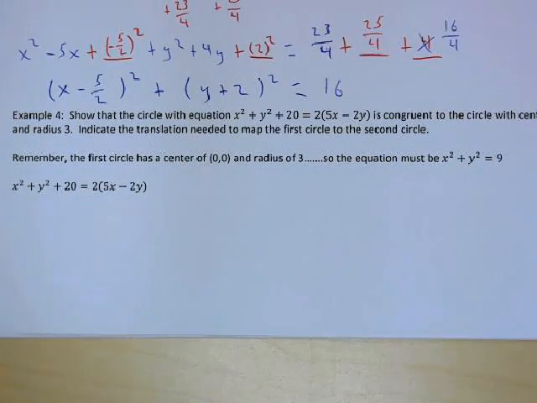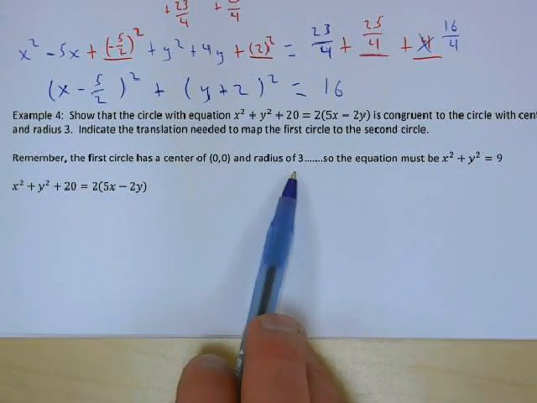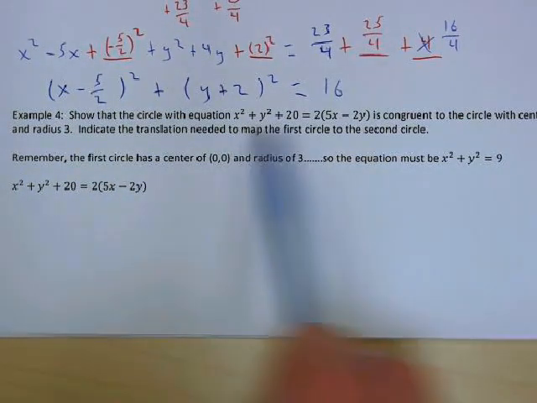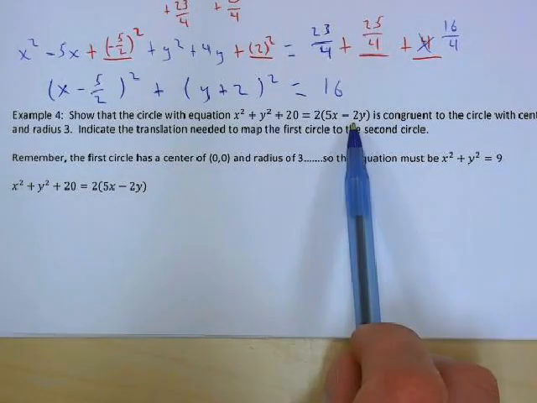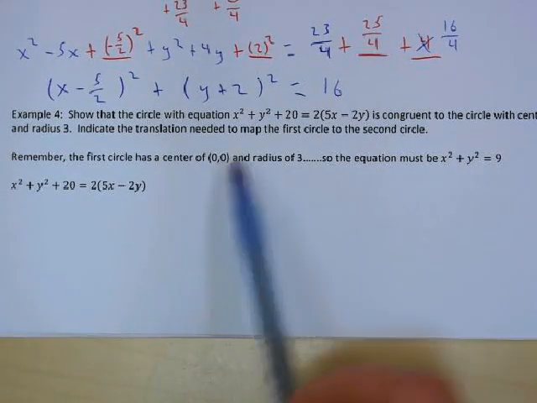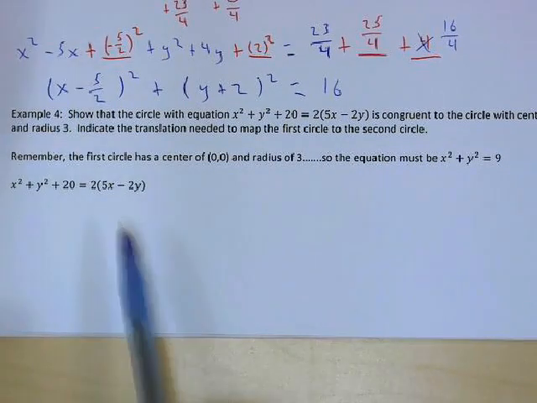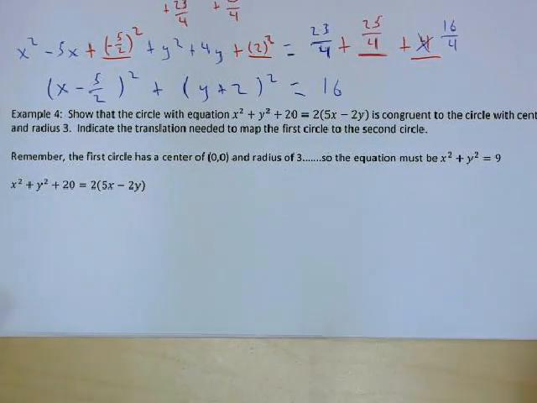Okay? All right, like it says here, remember the first circle has a center of 0, 0 and a radius of 3, so then I just want to show that this thing also has a radius of 3. Okay, and then once I know where the center is, we can show where it was shifted, because that's kind of what they're asking, if they're the same size, well then how did you get from this circle to this circle? How did you move it? Okay, so anyways, first step, we got to get this thing in descriptive form.